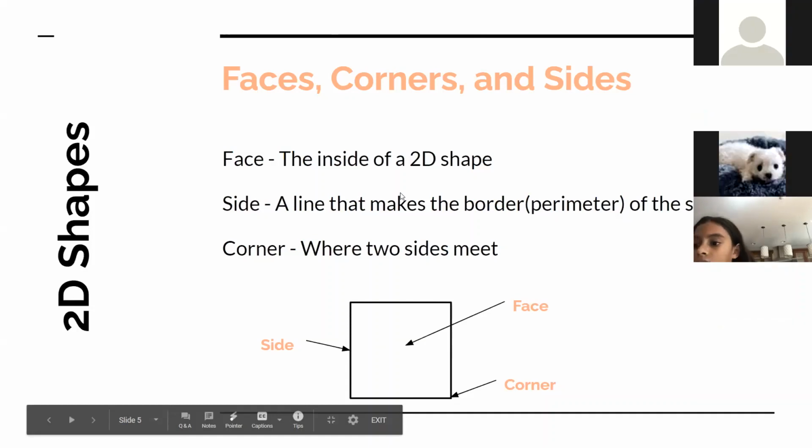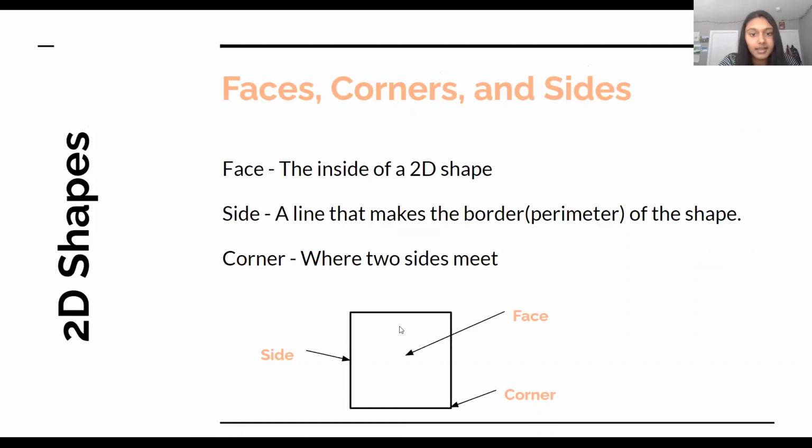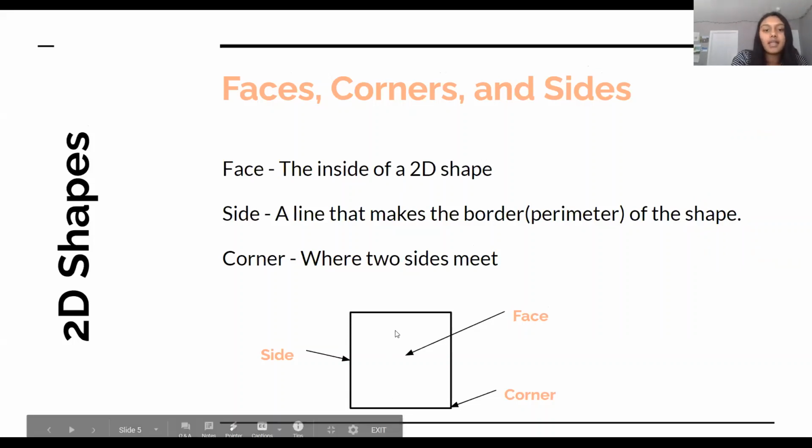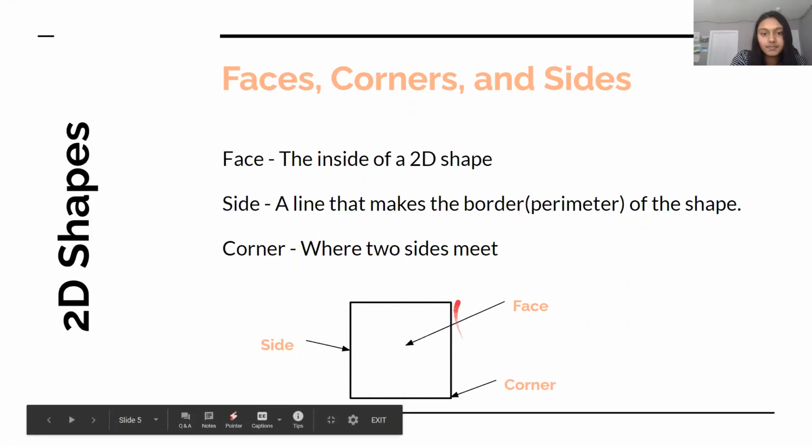So we're going to look at the parts of the 2D shapes, right? We have a face, which is the inside. We see this little arrow right here, right? And then the sides are the lines that are around it, all around. This corner is where 2 sides meet. So let's look at this little square. The square has 1 face, 4 sides, and 4 corners.